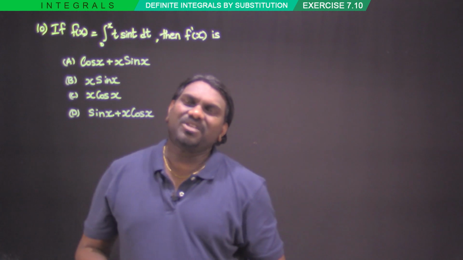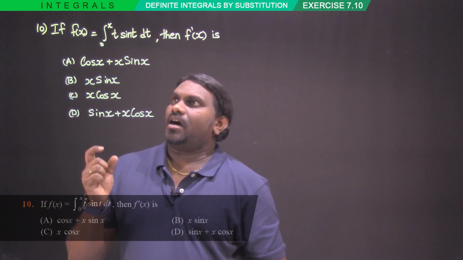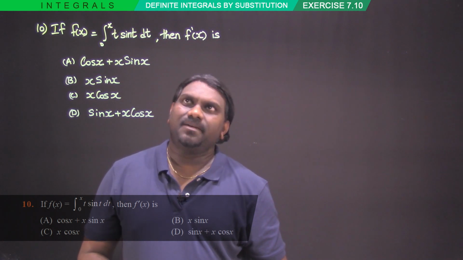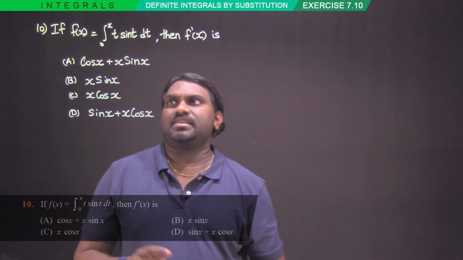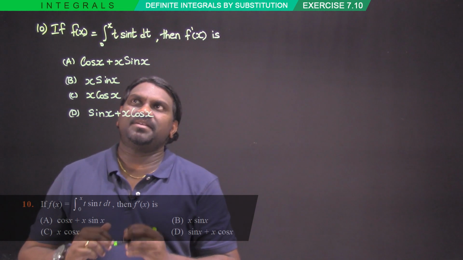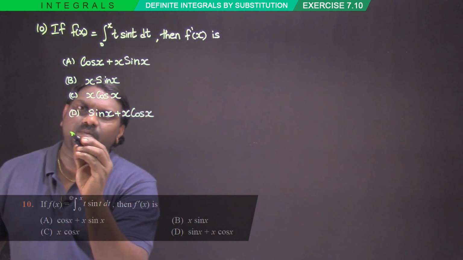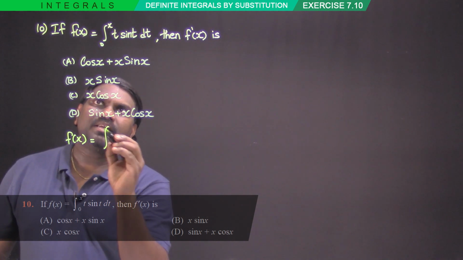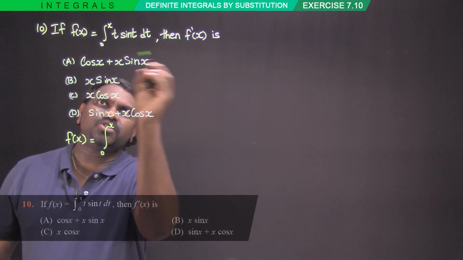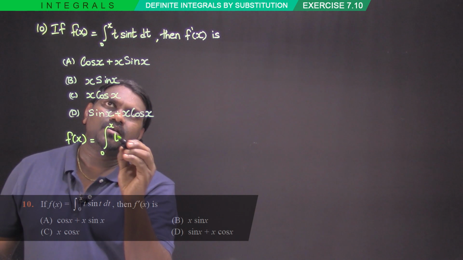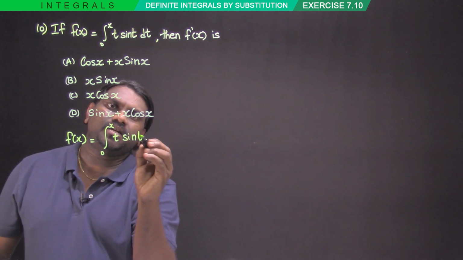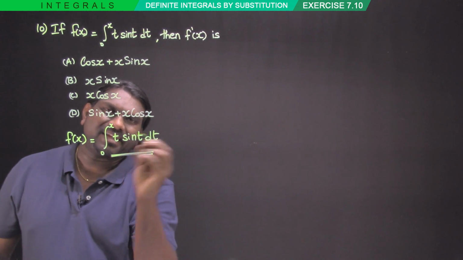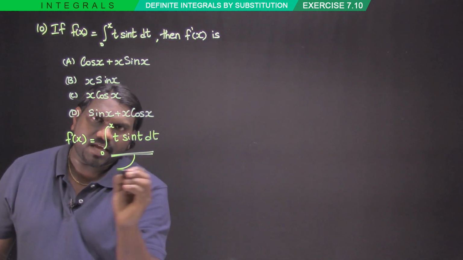Fine, on to the 10th question. If f of x is equal to the integral from 0 to x of t sin t dt, then f dash of x is, these are the options. That means this is given: f of x is said to be integrating this function on 0 to x, t sin t dt. So we integrate this, and what you are getting after integrating this, that will be what?